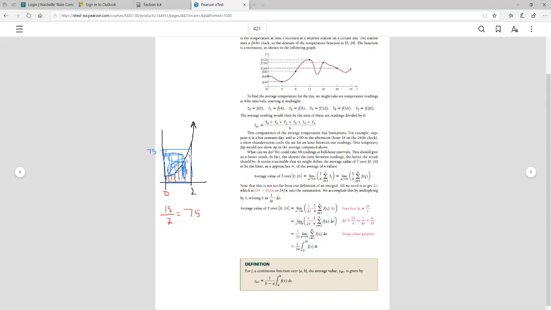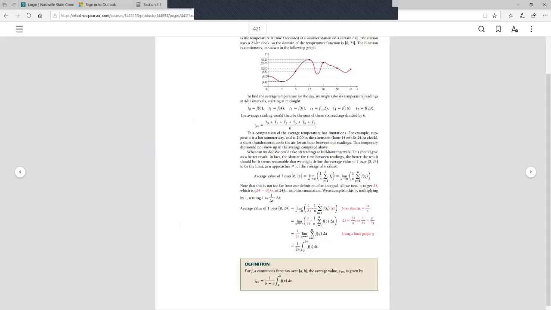Now, this is actually a very useful concept if you take more advanced calculus. But for this class, just know how to calculate the average value on a closed interval from A to B. All you do is take the integral, and then you divide by the difference between B and A.